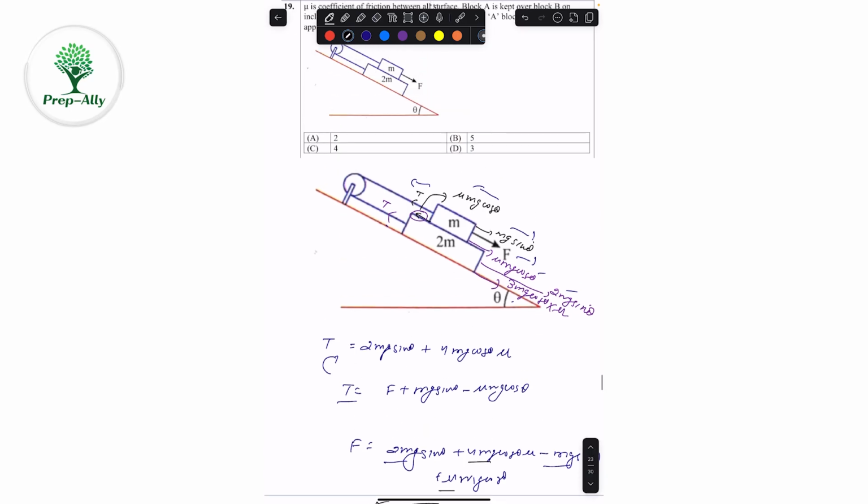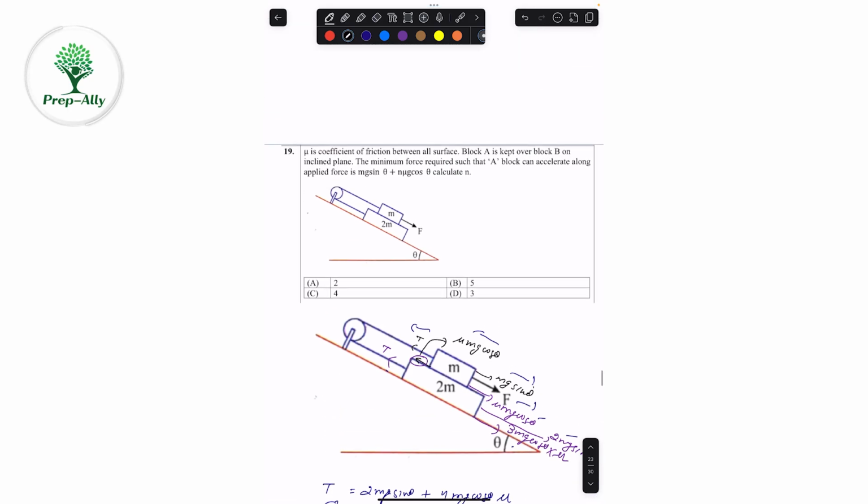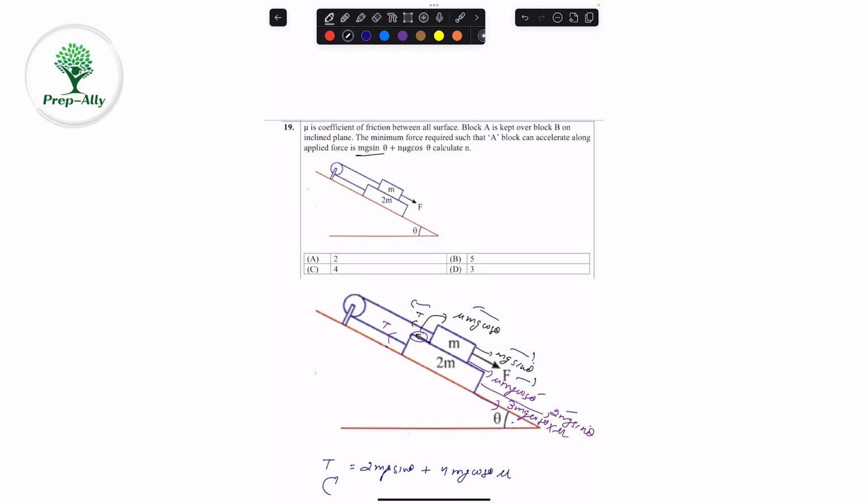So if we equate them now, mg sin theta is mg sin theta, and n mu mg cos theta is 5 mu mg cos theta, so n is equal to 5. 5 will be the answer, and this is how we can solve these types of questions.